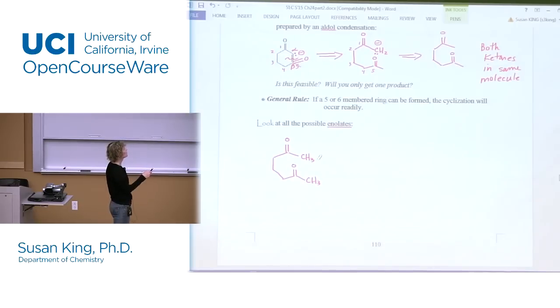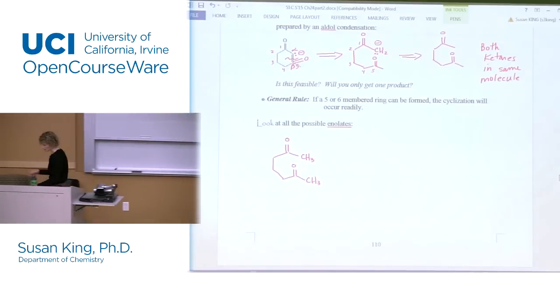But of course, we could also form the enolate right here, because these would be sodium hydroxide conditions for aldol condensation. We could form the enolate on either side. What if we form the enolate here and it cyclizes? That would be how many membered ring? 1, 2, 3, 4-membered ring. That's not going to happen. So we will get mostly one product here just by doing an aldol condensation.